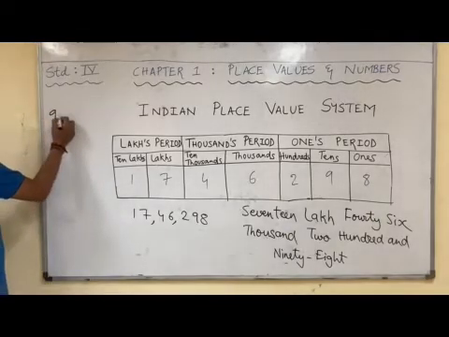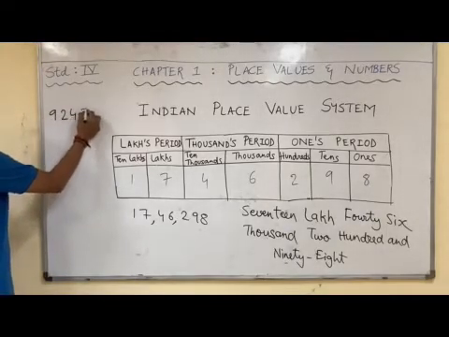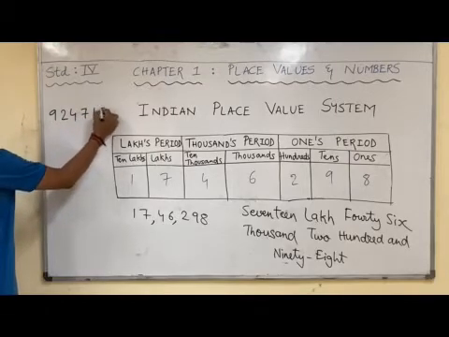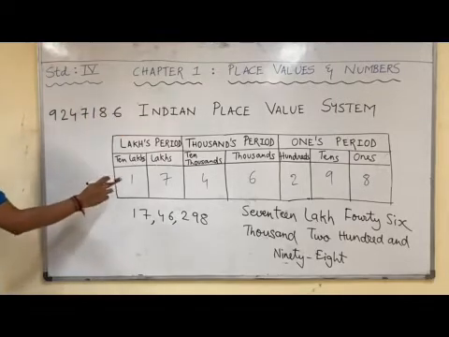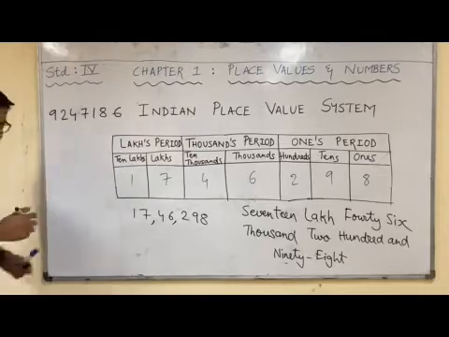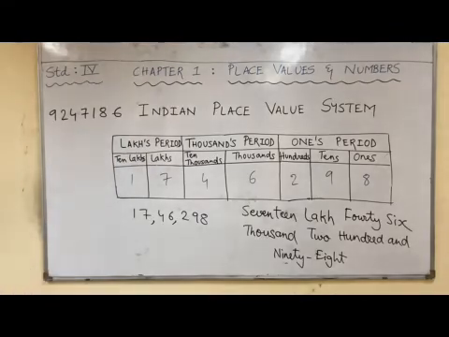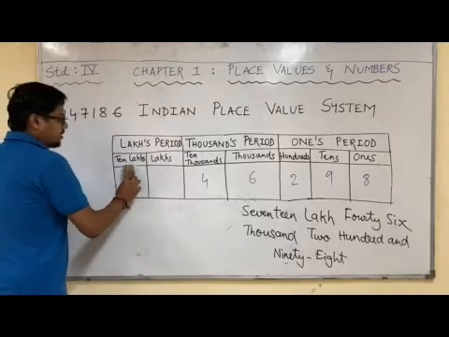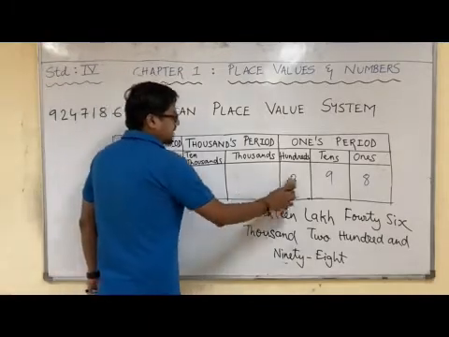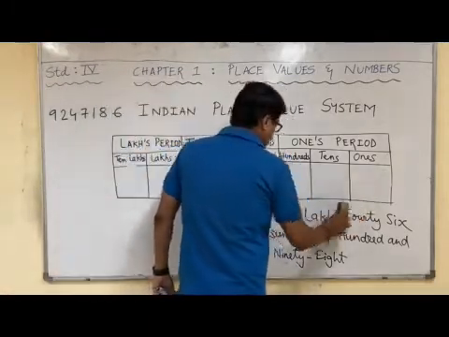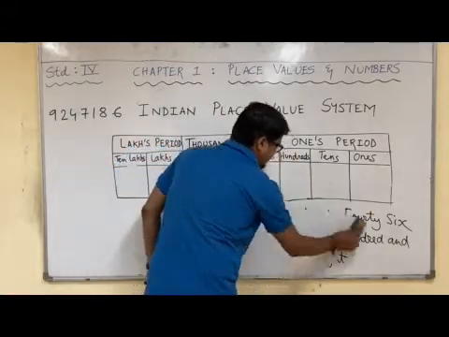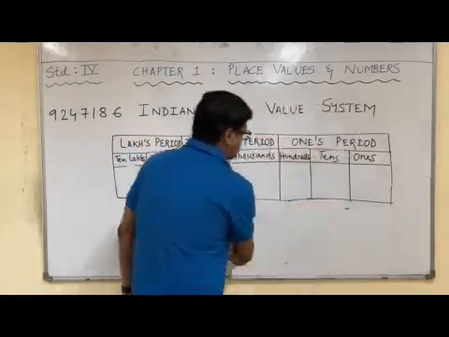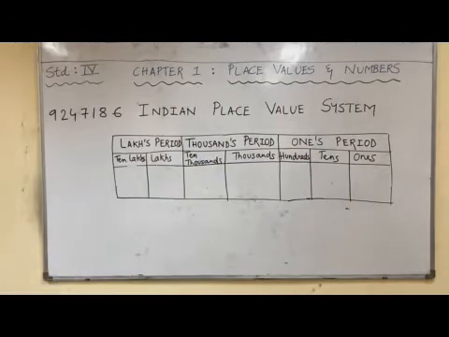9247186. How many digits are there? 7. Correct? So we will not draw the chart once more. We can erase the thing so that our time is saved. Sir is only erasing the digits and also erasing this number. Okay? So let us proceed.